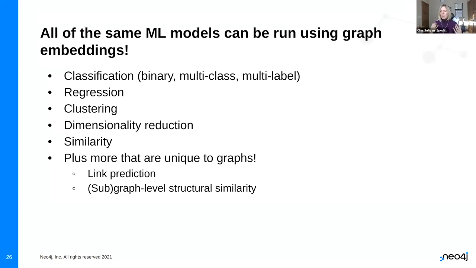And then subgraph-level structural similarity. A good example is molecules. Molecules are graphs, and maybe think of a big complicated one like DNA. What structural similarity do I have in this small part of that DNA molecule to say, here's a gene variant that's similar to this other gene variant, or I've got two different bits of DNA and this gene here is the same as that gene there. That's not something that would be very easy to do in traditional machine learning.